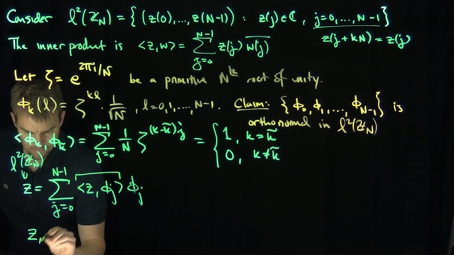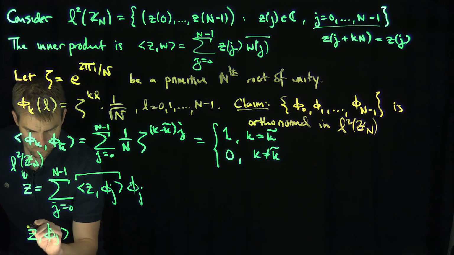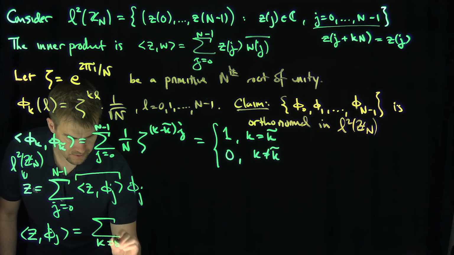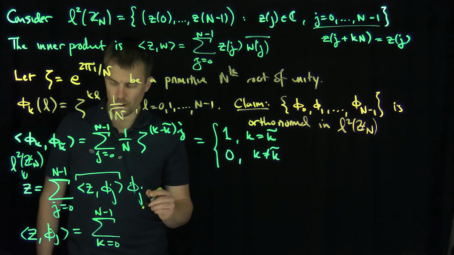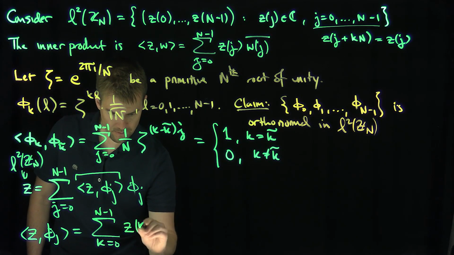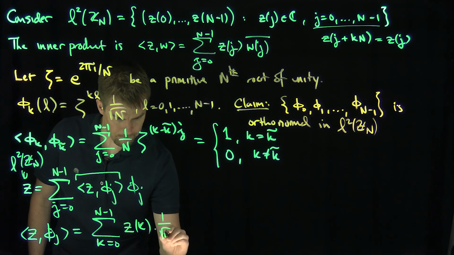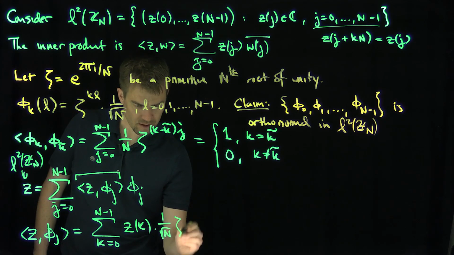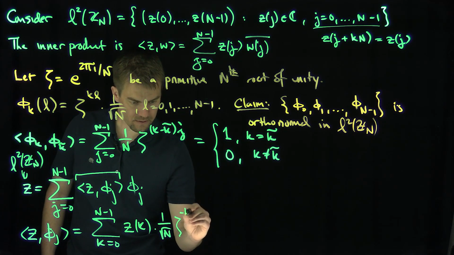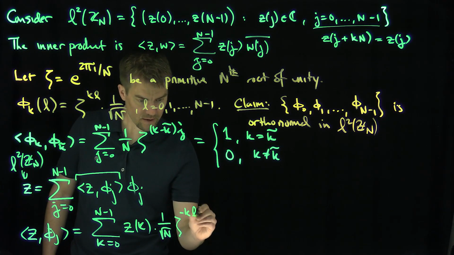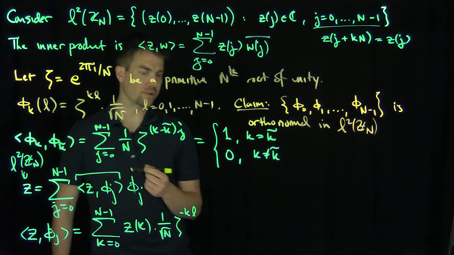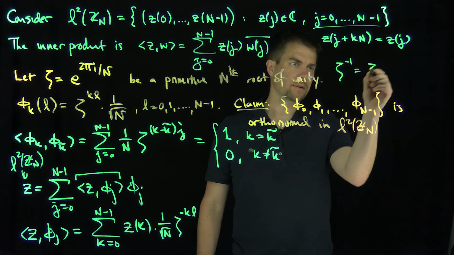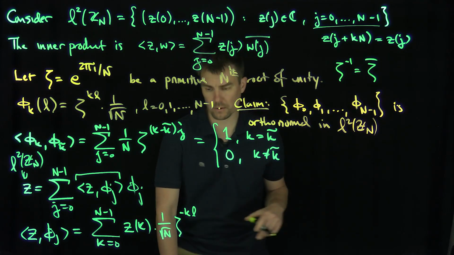So the inner product of z with phi j is going to be the sum, let's say k goes from 0 to n minus 1, of just zk times 1 over the square root of n, and then times the complex conjugate of this thing over here. So that's going to be zeta to the negative k times L. Because we're using here the fact that zeta to the negative 1 is the same as zeta complex conjugate because it's unimodular.